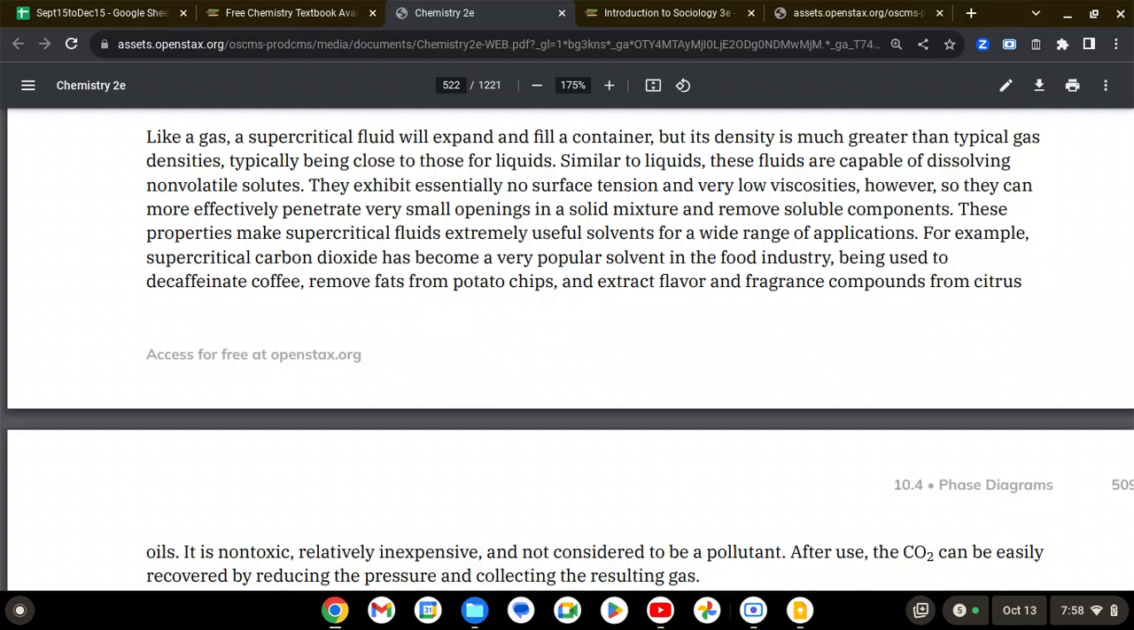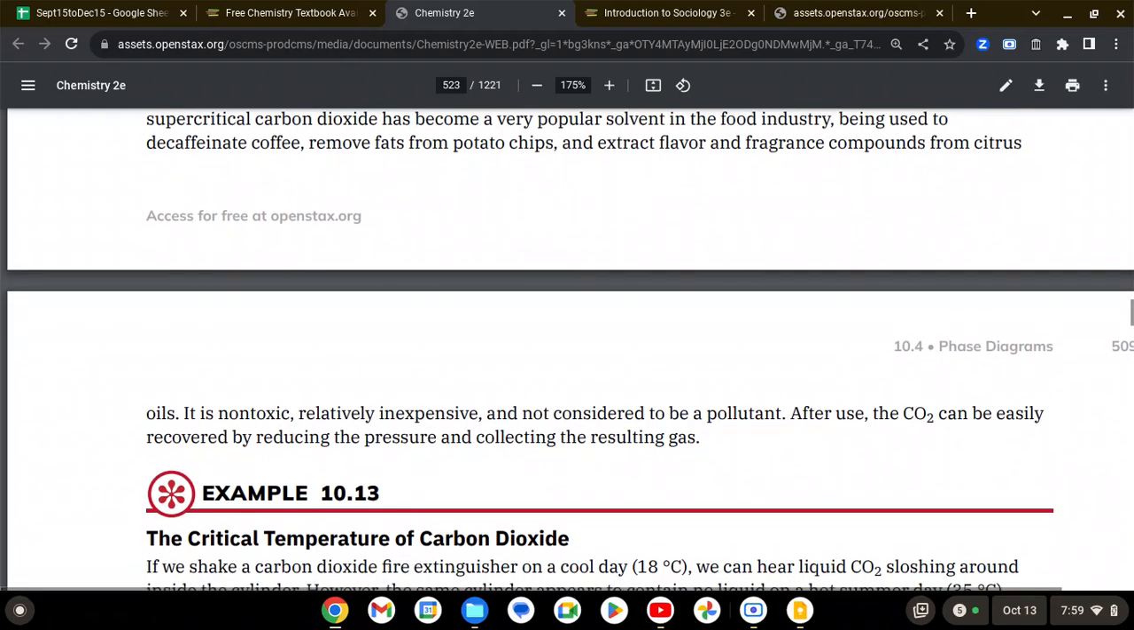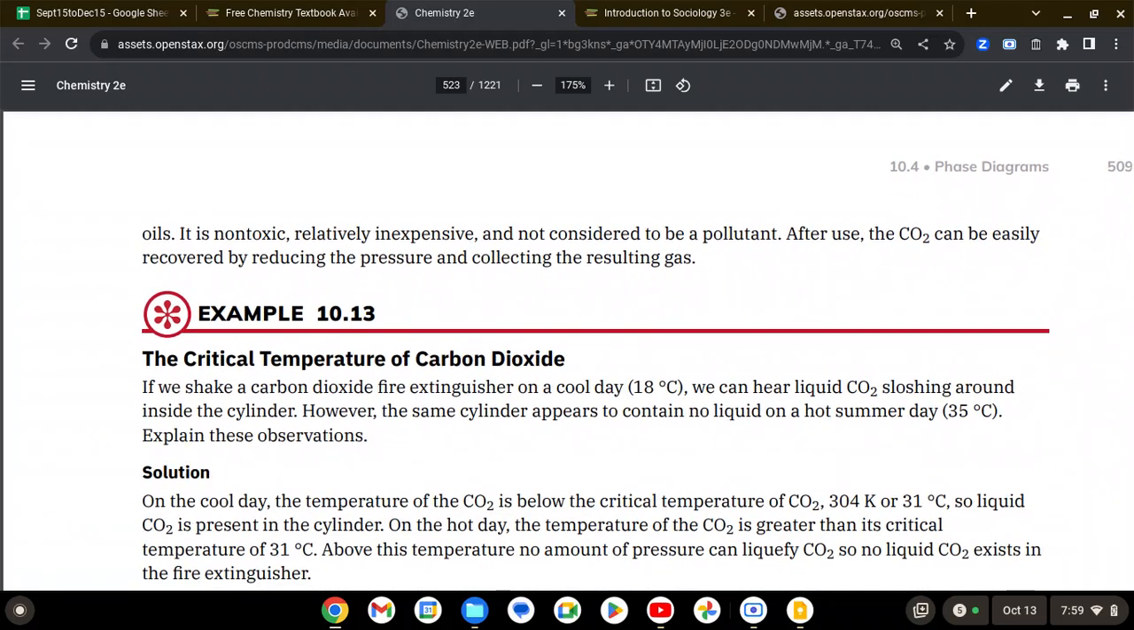For example, supercritical carbon dioxide has become a very popular solvent in the food industry, being used to decaffeinate coffee, remove fats from potato chips, and extract flavor and fragrance compounds from citrus oils. It is non-toxic, relatively inexpensive, and not considered to be a pollutant. After use, the CO2 can be easily recovered by reducing the pressure and collecting the resulting gas.